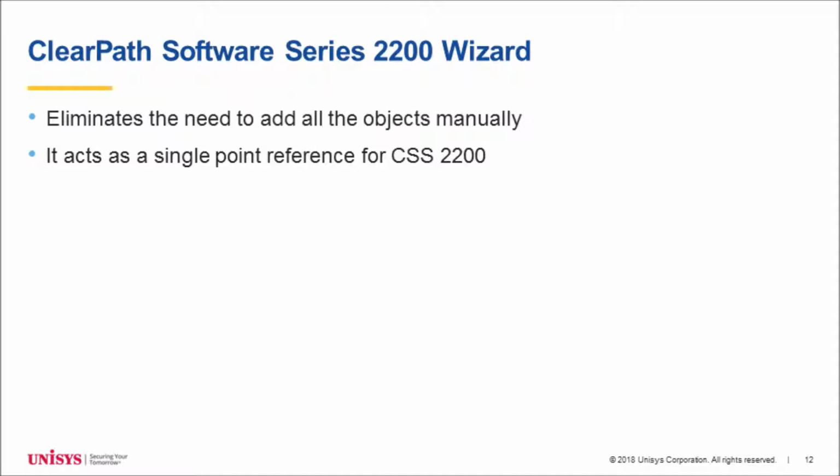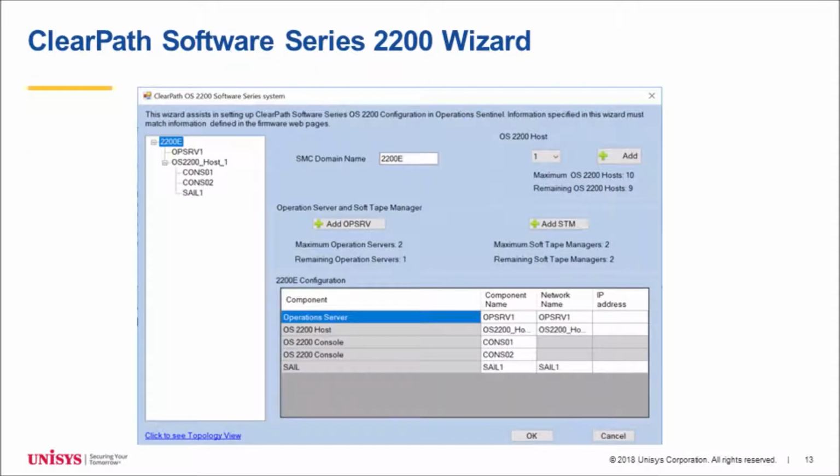ClearPath Software Series 2200 Wizard. The ClearPath Software Series OS 2200 Configuration Wizard eliminates the need to add all objects manually. It acts as a single point reference for CSS 2200. The wizard by default provides the following: 1 server, 1 operations server, 1 OS 2200 system and 1 partition. A maximum of 10 partitions can be created using this wizard. By default, 2 consoles and 1 sail-based system are present under a partition.